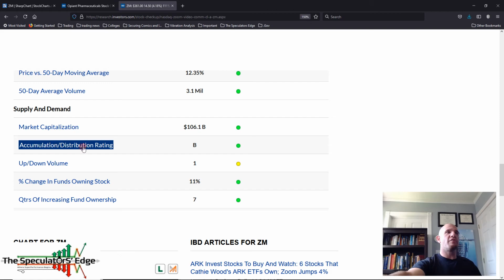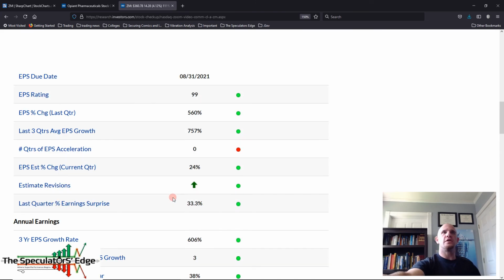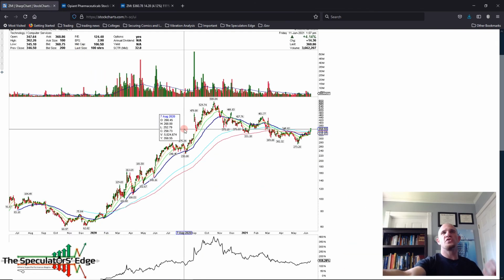So we do have an accumulation distribution rating of B. That's good. Percent change in funds owning the stock is 11% right here, and 7 quarters of increase in fund ownership. I mean, you can't beat that. It's insane. That's awesome. So other than that, those are the stocks for the day.